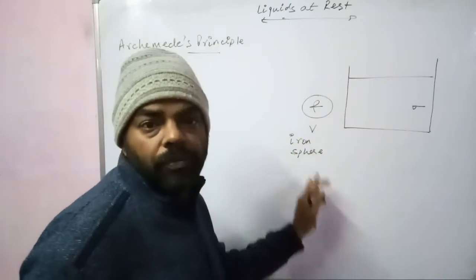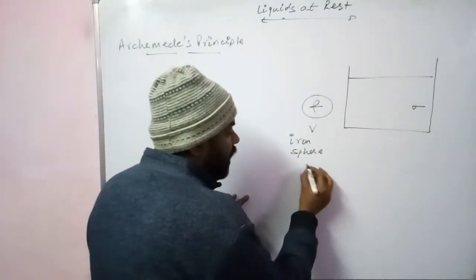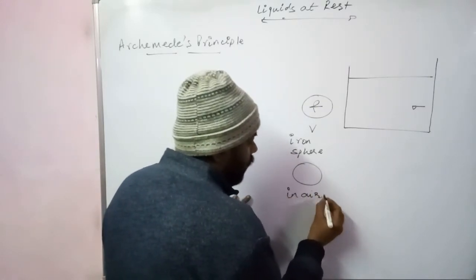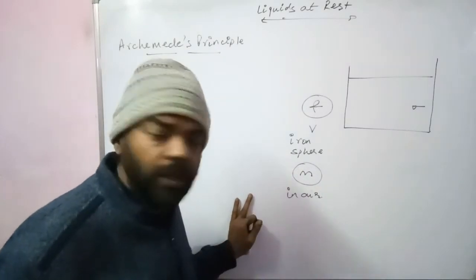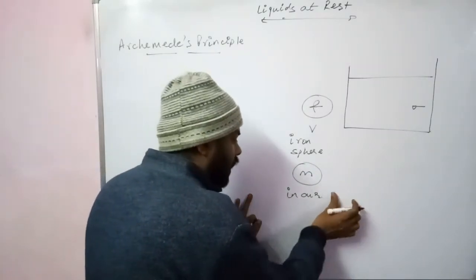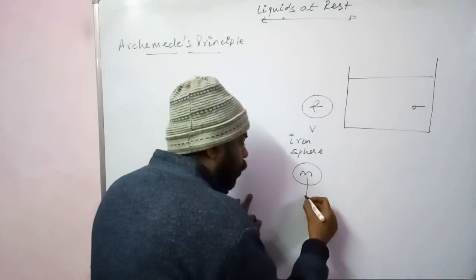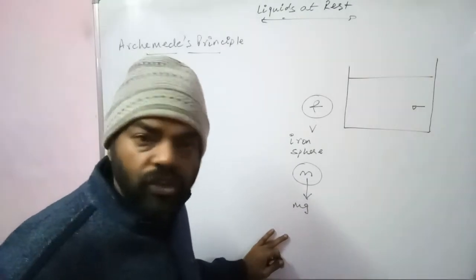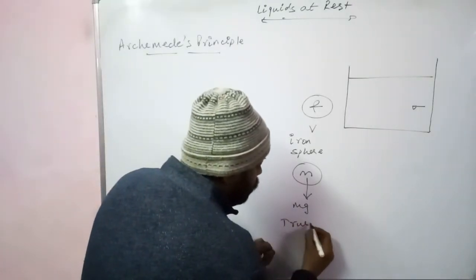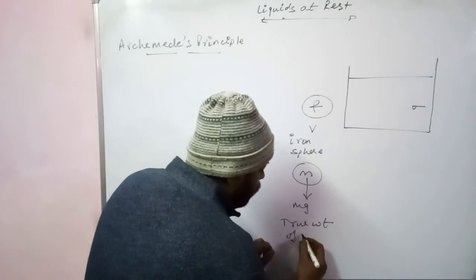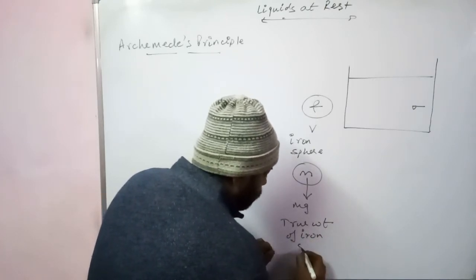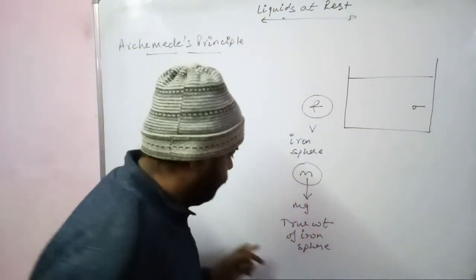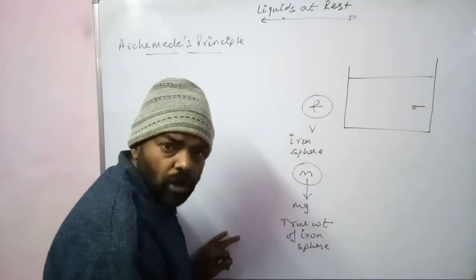When this iron sphere is present in air, बेटा जब ये आयरन स्फीयर एयर में प्रेजेंट है, in air, let us suppose m be the mass of this iron sphere. So since in air we can say that the weight of the iron sphere is say mg. This mg will be the true weight of this iron sphere. Got it, friends? That is the weight of the body in air.